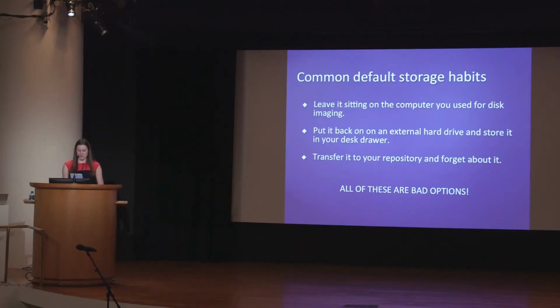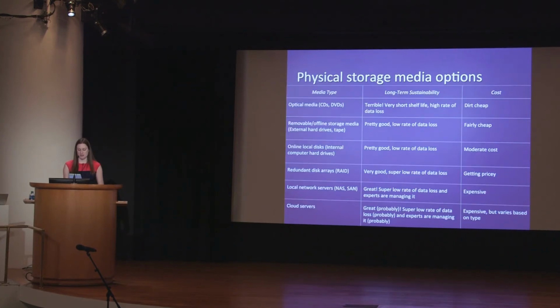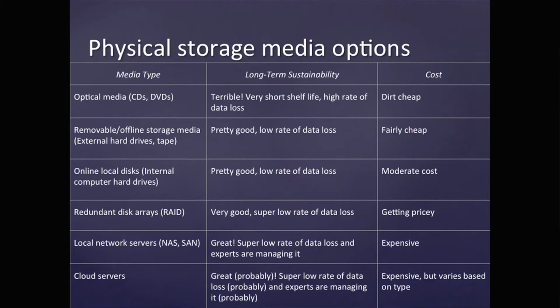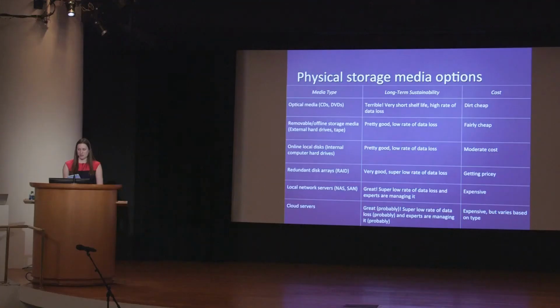So what are some better options? For starters, I just want to talk a little bit about what kind of media you want to store it on. This is a grid of the most common storage media you might use. You might be surprised to see optical media on there, but many people are still using optical media as a backup option, so it's there. The things I want to highlight are that the grid increases in long-term sustainability from top to bottom. You'll also notice that it increases in cost from top to bottom. Better storage is generally more expensive.